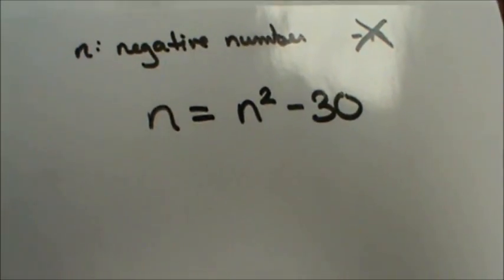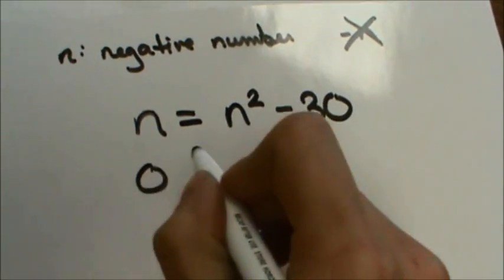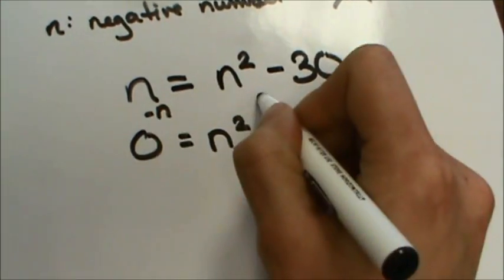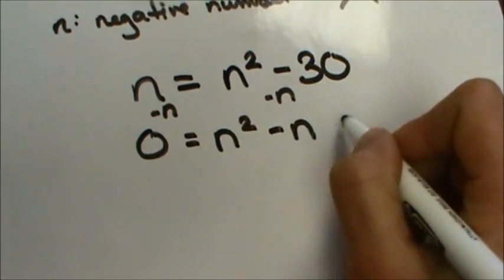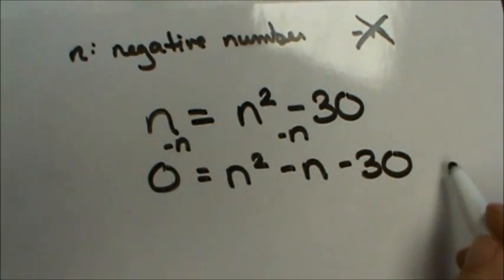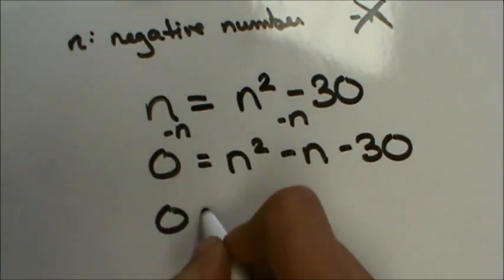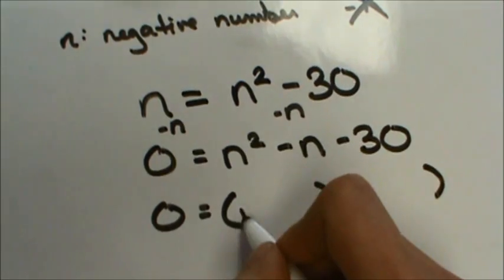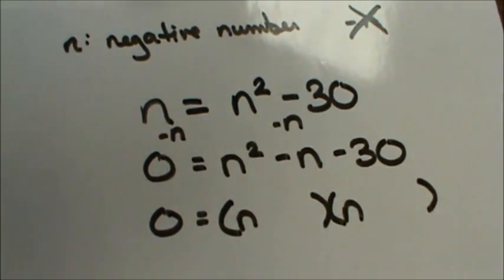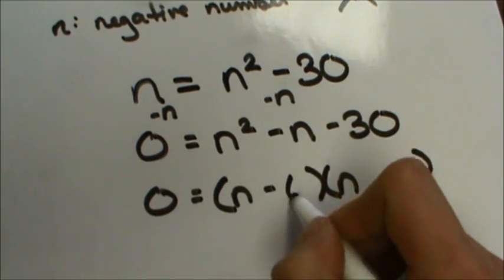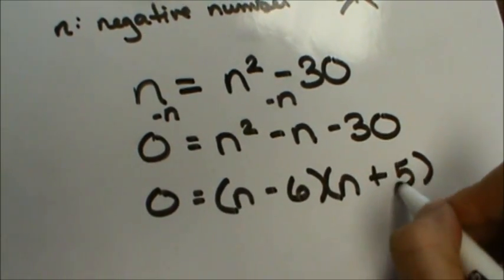To solve this equation, I need to get all of my variables on one side. So I'm going to subtract n from both sides. Notice the order that I put my terms in from highest power to lowest power. This is nice to factor because it is just a coefficient of 1. So n's there. What multiplies to be negative 30 and adds to be negative 1? Negative 6 and positive 5.